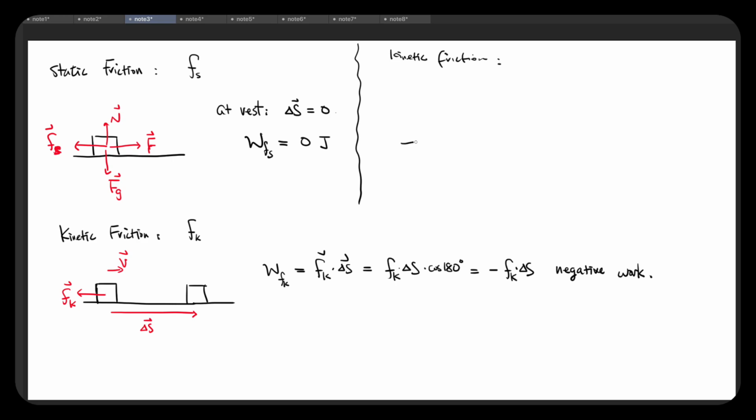Let's look at this system where we have two objects here. Let's say we have big M and little m, okay? And there's a pushing force, let's say, applied on the big M.